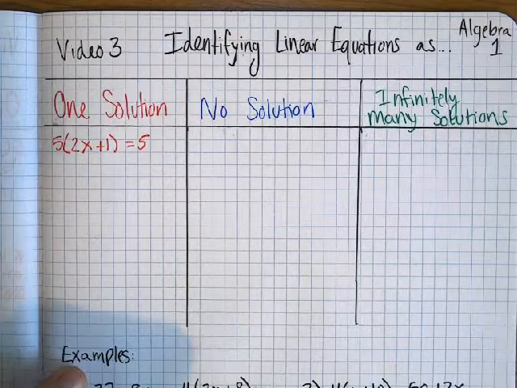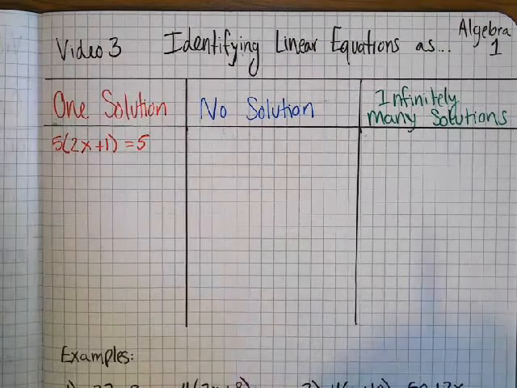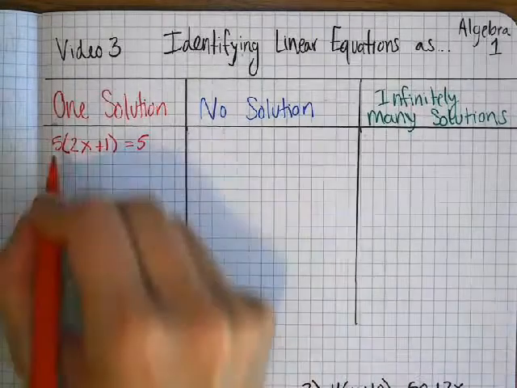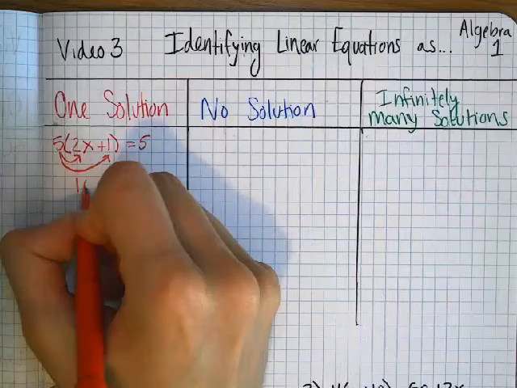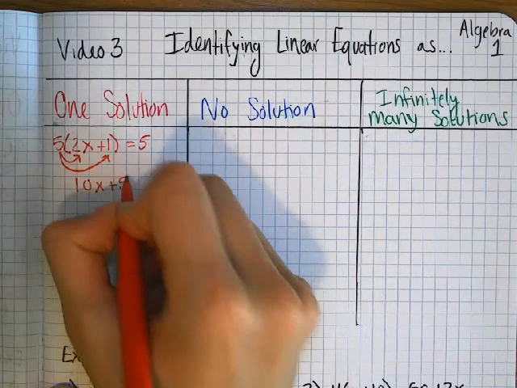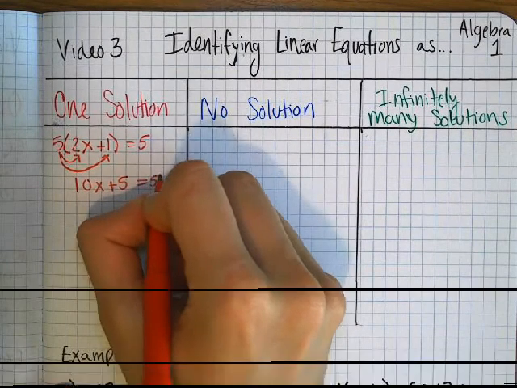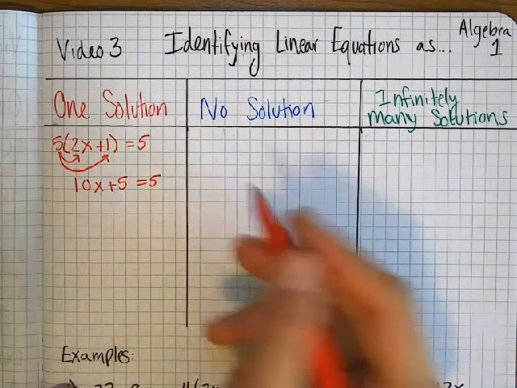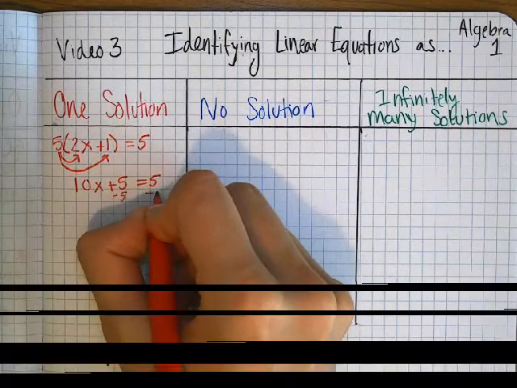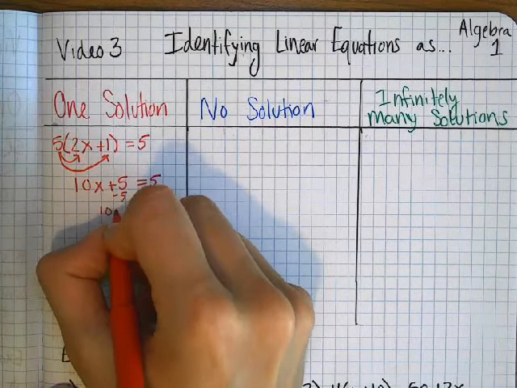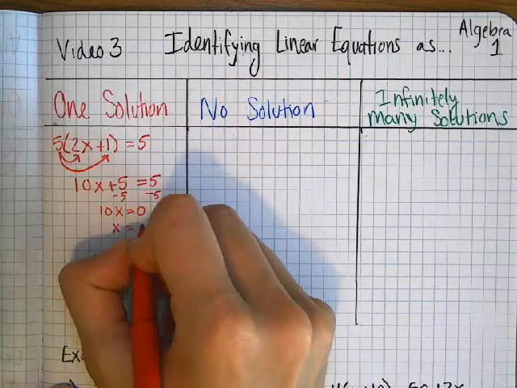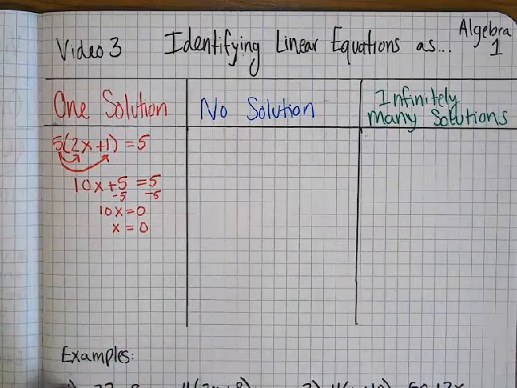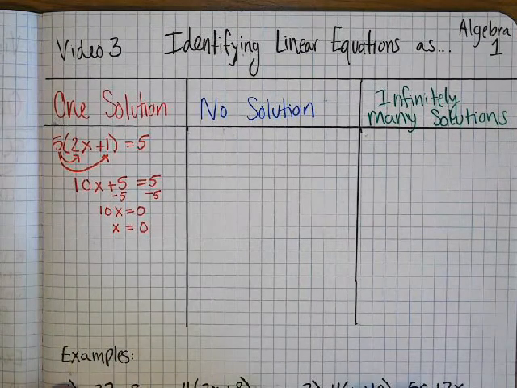So for our first one, we've got 5 times 2x plus 1 equals 5. Okay. Now if we were going to solve this, what we could do is we would distribute. Okay, remember we would multiply everything in the parentheses times that 5. Okay, and so we can continue to solve this. I'd subtract 5 on both sides. So I've got 10x equaling 0. And x equals 0.